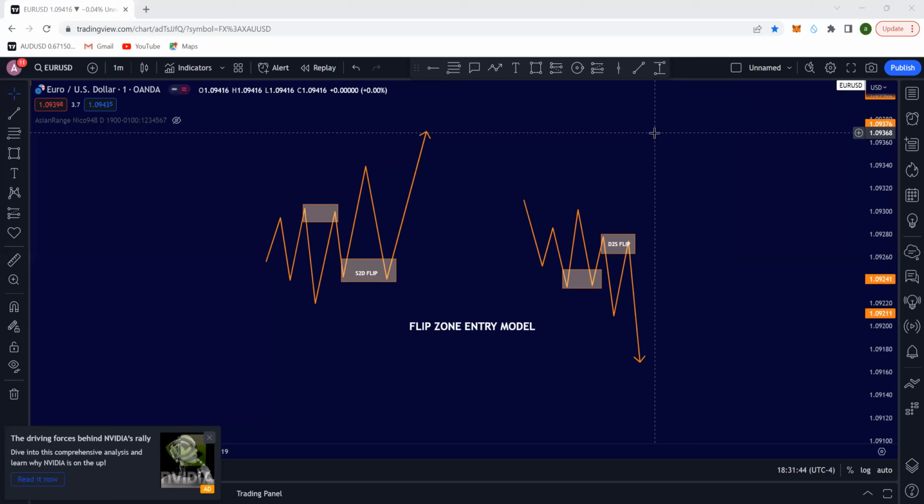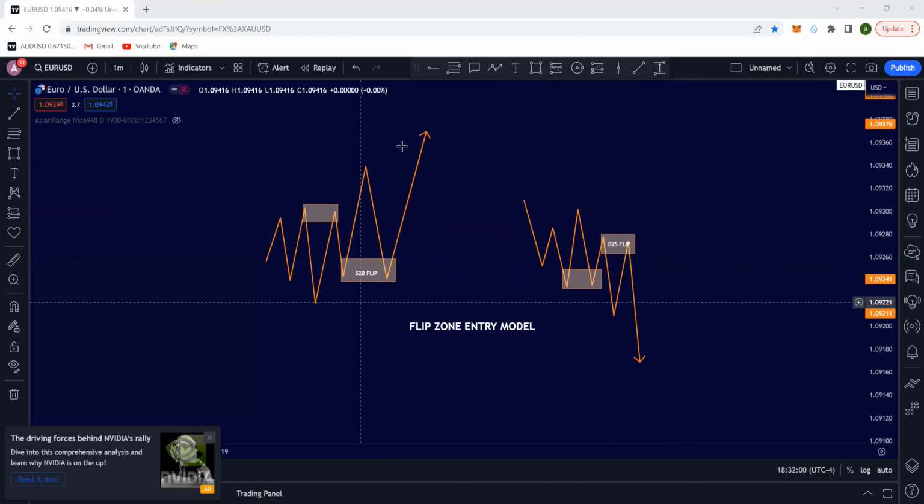So you won't be trading order block blindly. Instead, when you know that your order block fails, this is what you should do next, right? So without wasting time, let me explain to you guys what flip zone actually is.